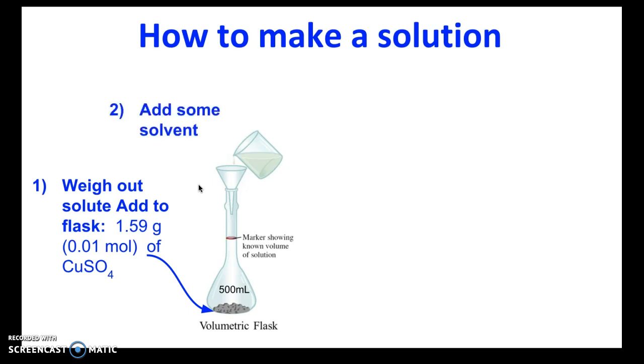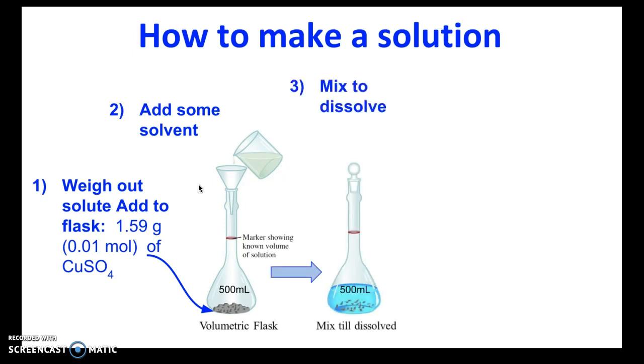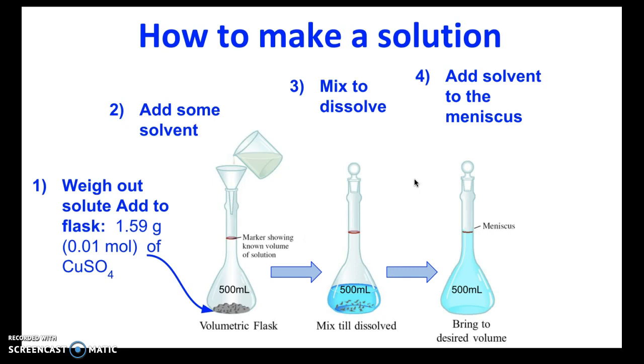And then the next step is to add some solvent. In the case of this solution, our solvent will be water. So we would add some water to it. But we wouldn't fill it up to the top. We would just pour in enough so that we can mix it to dissolve. And so we keep mixing it until all of it dissolves. Then after all of it dissolves, we would add solvent to the meniscus. So that way we can bring it to the desired volume.